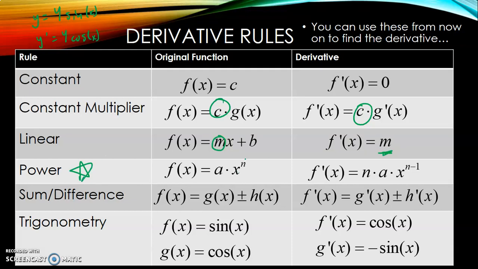Power rule is the one you use more than anything else. So if you have x to the power of something, bring the exponent and multiply it in front, and then drop the exponent by 1. So power rule you'll use the most. You are allowed to add or subtract derivatives, and then these were the first two trig rules that we learned.